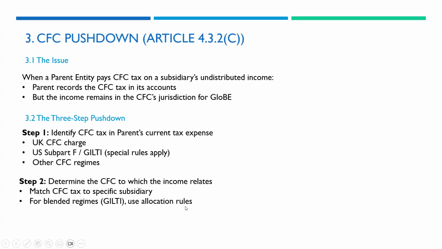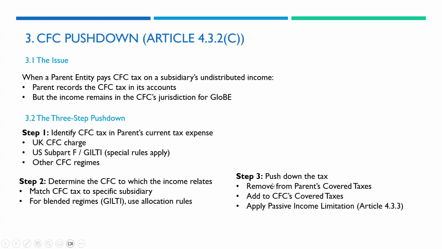Then you have to use allocation rules which we learned, but don't worry about it. Just match which entity it relates to so that we know where it has been pushed down, and then push down the tax. It's as simple as that. Remove the parent's covered taxes, add to CFC's covered taxes, and apply passive income limitation. Is that clear? Just push down. If there is a CFC tax in the parent's current taxes, push it down to the subsidiary.